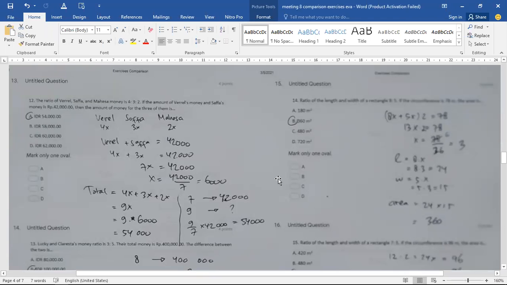Now we want to compare money from Feral, Safa, and myself with ratio 4:3:2. So you can use X because that is the ratio, not the real one, or you can use not X, that is fine. For me, I prefer to use it like this. Feral and Safa's money is 42,000. So Feral plus Safa is 42,000. So 7 is 42,000.